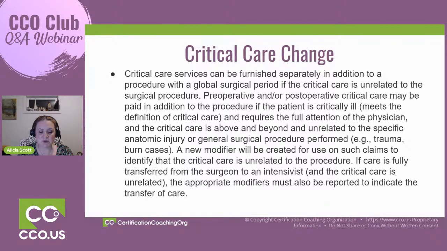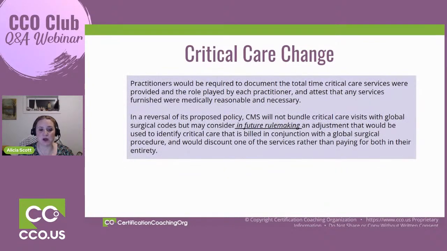And also, the example they gave would be things like trauma and burn cases where they would be needing procedures to be done. Now, they could create a modifier for specific claims, and you're going to have to be very mindful of what individual payers want as well. This is where I reiterate, with future rulemaking.